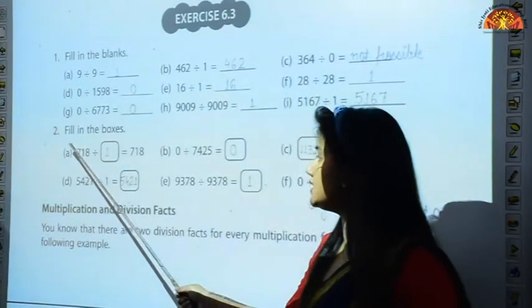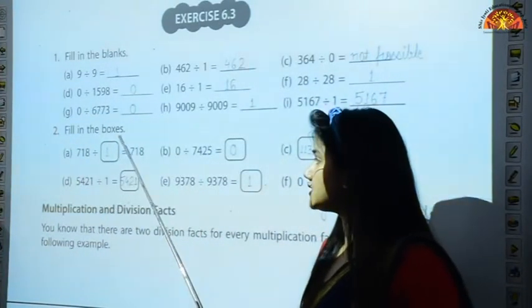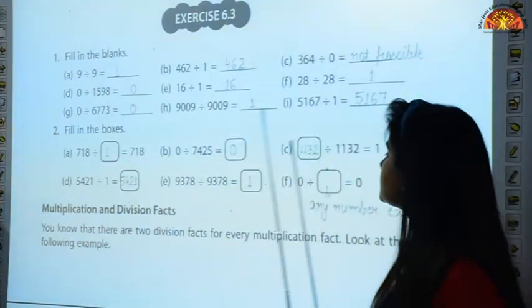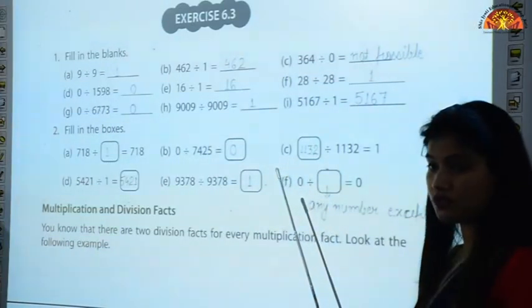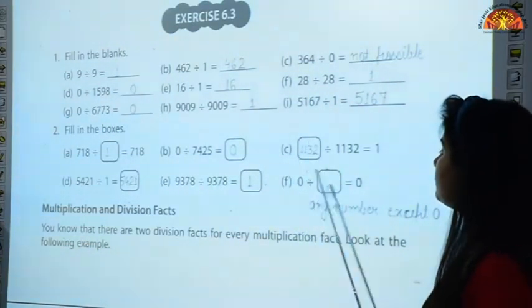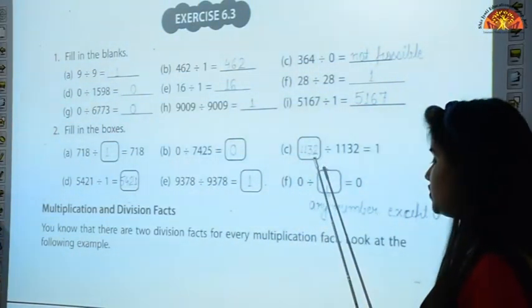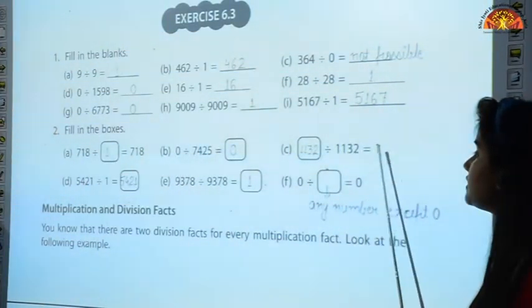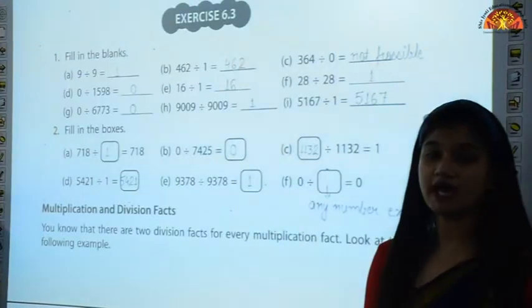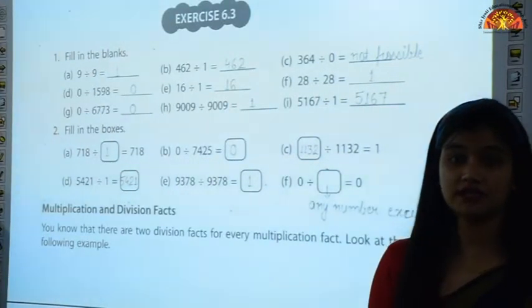Now we'll see question number 2. Question number 2 is fill in the boxes. You have to fill the boxes given here. So students, we are taking C part of this question, and the C part is box, which is blank, divided by 1132 is equals to 1. So students, as you can see, the answer is 1.